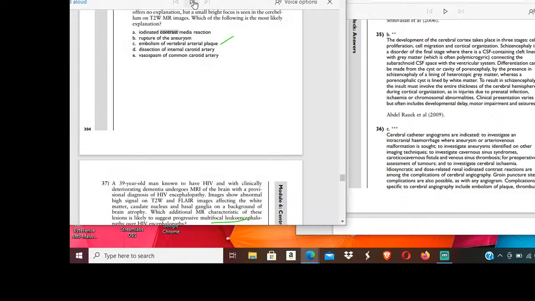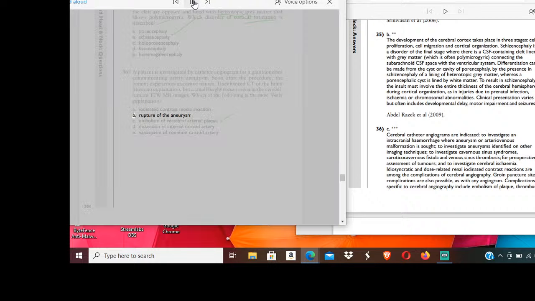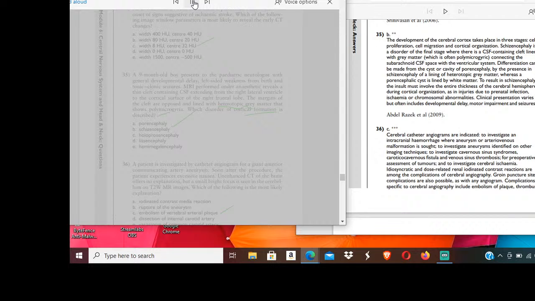A. Iodinated contrast media reaction. B. Rupture of the aneurysm. C. Embolism of vertebral arterial plaque. D. Dissection of internal carotid artery. E. Vasospasm of common carotid artery. Module 6. Central nervous system and head and neck questions.